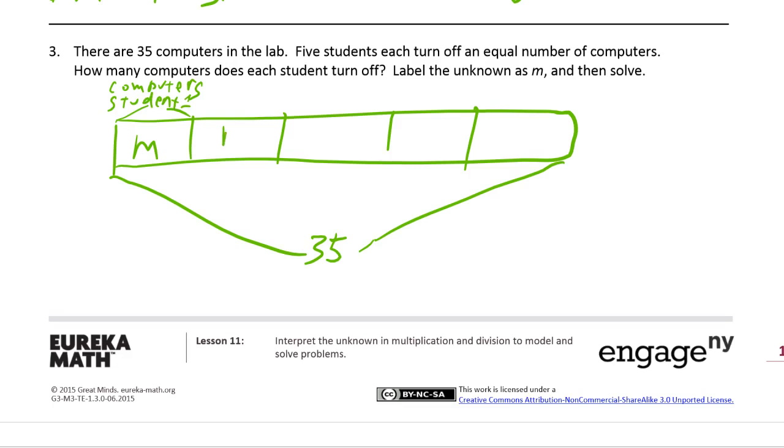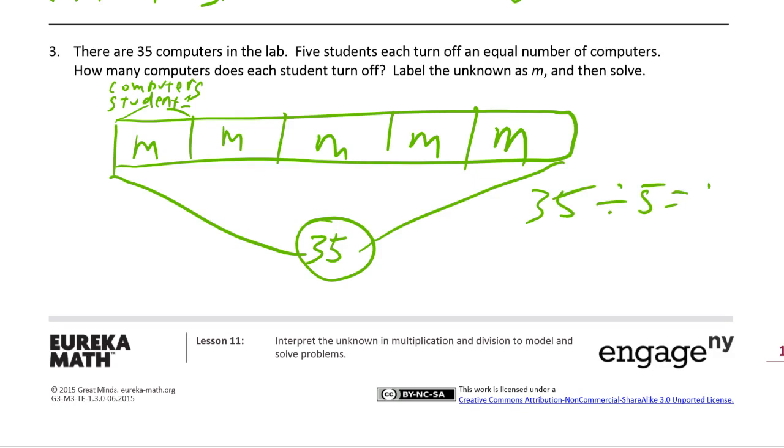Right, and this M would be for student 2, and this M is for student 3 and student 4 and student 5. They all turned off the same number, which is M. So M, we know the whole, how many computers there are, 35, and we know how many students there are, we're dividing by 5, and that equals M.